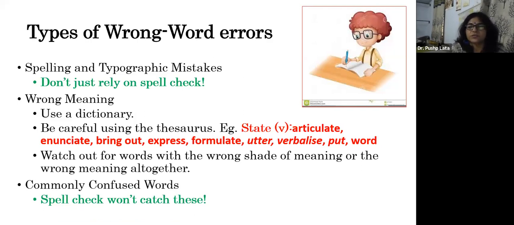Commonly confused words. Spell check won't catch them. So you need to train your eyes to catch them.